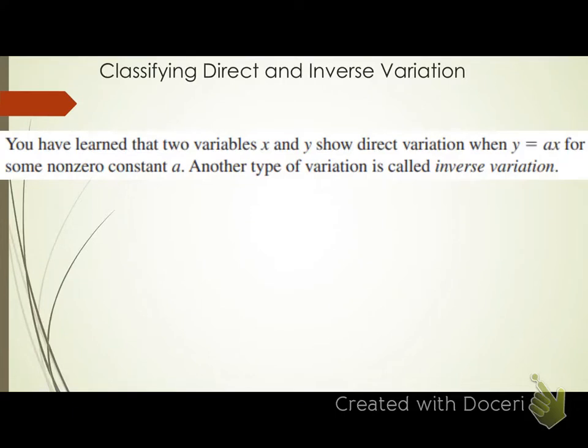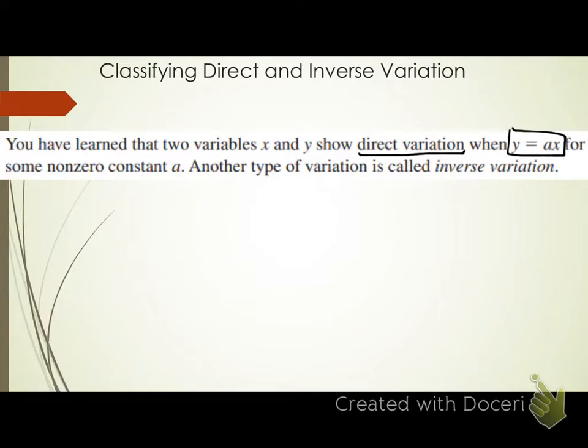So, we have learned, or you may not have learned, that two variables x and y show direct variation when y equals ax for some non-zero constant a. So I want you to write down y equals ax and write direct variation next to it. And our constant a is non-zero, so it's just some number that is not zero. Another type of variation that we have is called inverse variation. So I'll have you write something down for that on the next slide.